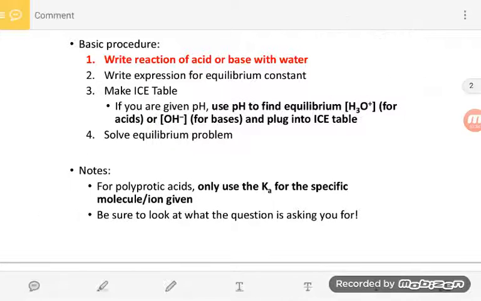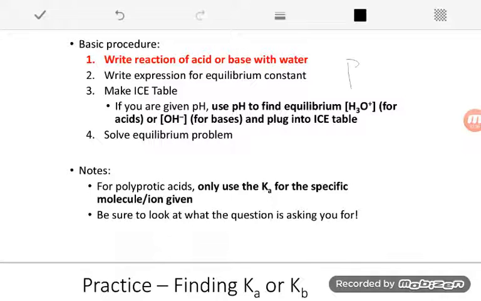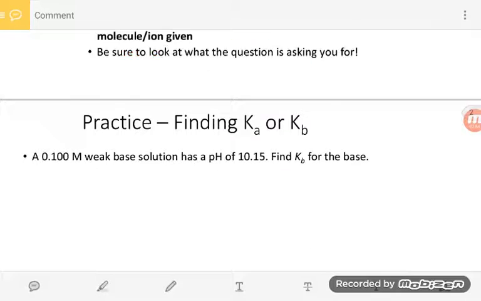If, on the other hand, you're asked to find your pH, you're not going to have to use this piece of information right here because you won't have a pH to plug in. So we'll look at those two different scenarios. After you've plugged in everything you can to your ice table, you're just going to solve your equilibrium problem. So let's look at two examples.